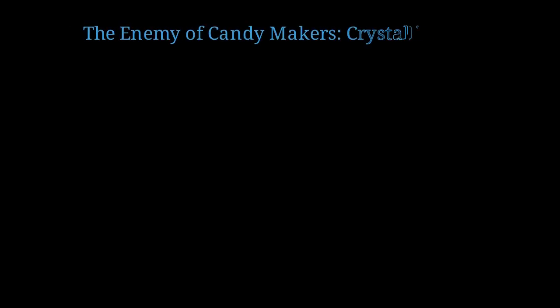Now let's talk about crystallization, which is both the goal and the enemy in candy making, depending on what you're trying to make. Crystallization is the process where dissolved sugar molecules organize into a regular, repeating lattice structure. For hard candies, we want to prevent this. For fudge or fondant, we want to control it.